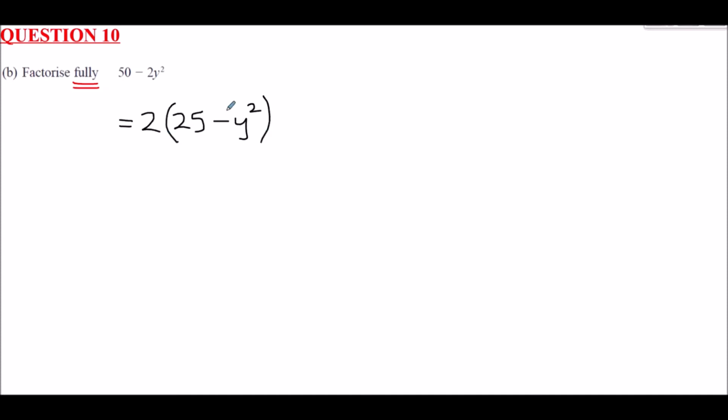So that would be a common mistake to leave it like that, but actually we can go one step further. Because if you notice these brackets here, 25 is a square number, and y squared is a perfect square. That's y times y, and this is 5 times 5. So here, because it's one take away the other, this is a case of difference of 2 squares. So we can, luckily, go one step further.